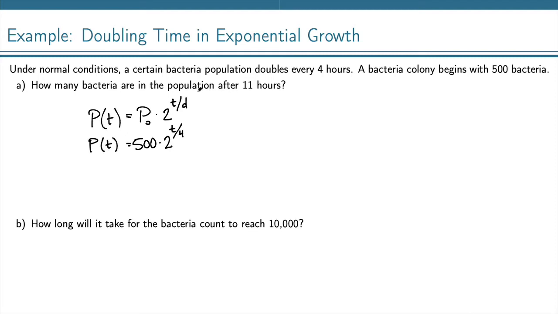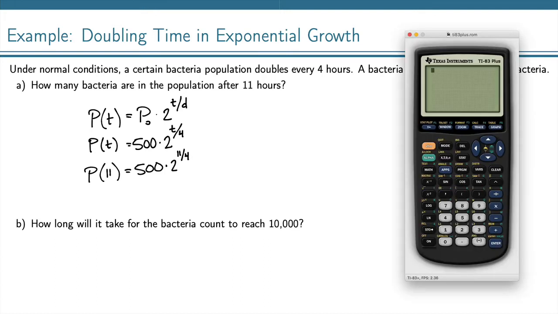And now we'd like to know how many bacteria are in the population after 11 hours. So that's P(11). So we have 500 times 2 to the 11 over 4. Now we can plug this into our calculator: 500 times 2 raised to the 11 over 4.